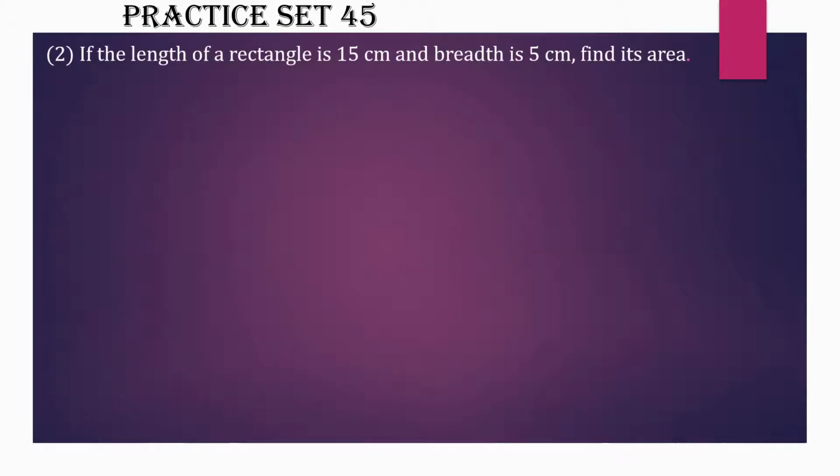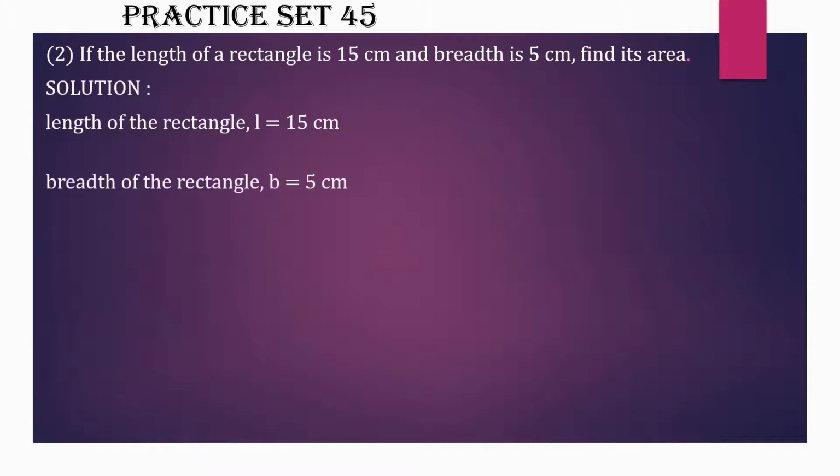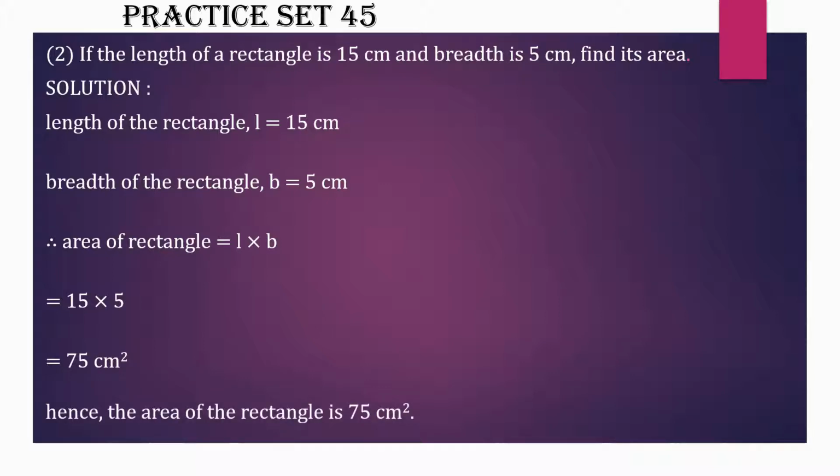If the length of a rectangle is 15 centimeter and breadth is 5 centimeter, find its area. Solution. Length of the rectangle L is 15 centimeter, breadth of the rectangle B is 5 centimeter, which is given. Therefore, the formula for area of a rectangle we know, that is L into B, that is length into breadth, which is equal to 15 is length, 5 is breadth. So 15 into 5 is 75 centimeter square. So the area of the rectangle with length 15 centimeter and breadth 5 centimeter is 75 centimeter square. Hence the area of the rectangle is 75 centimeter square.